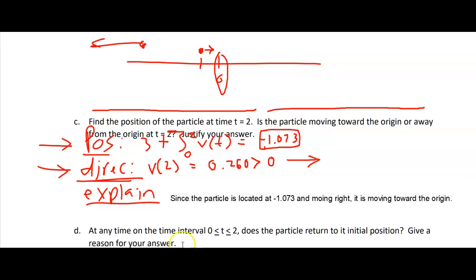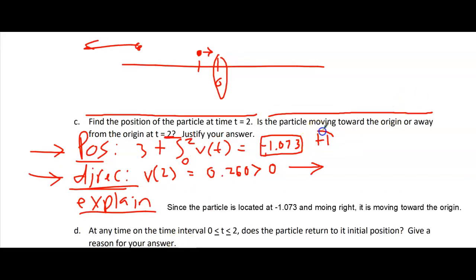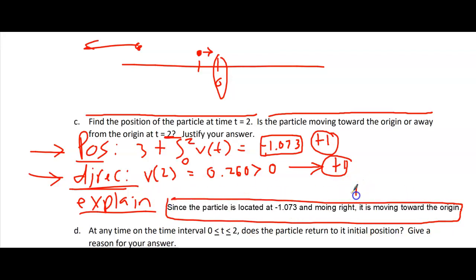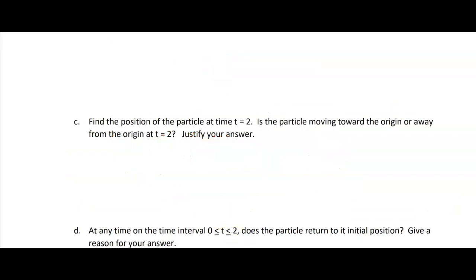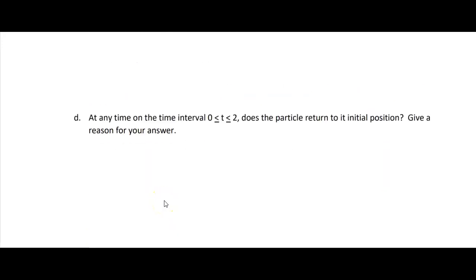Now, the way this one was graded was you got 1 point for finding the position, 1 point for finding the velocity, and then 1 point for your explanation, for a total of 3 points on that particular problem. All right. Let's go ahead and move on to part D.